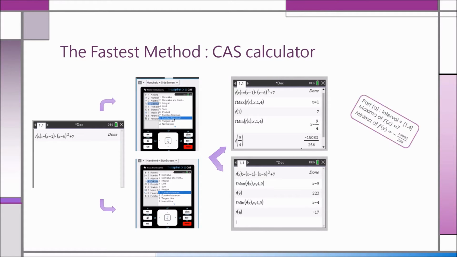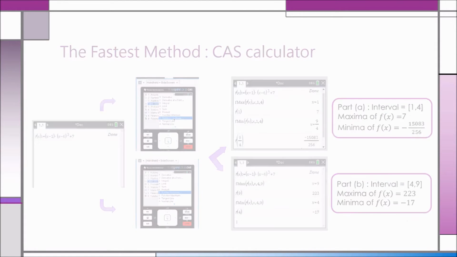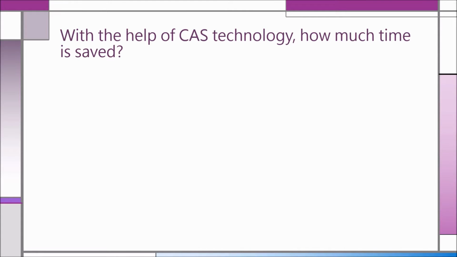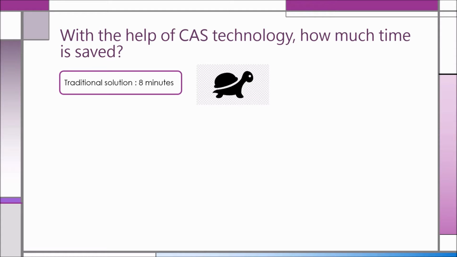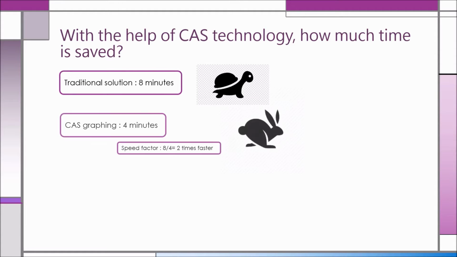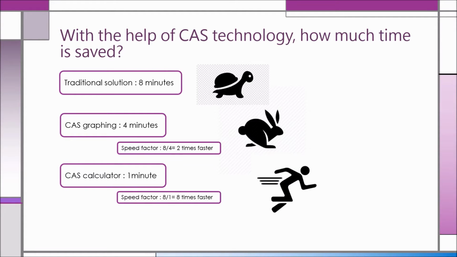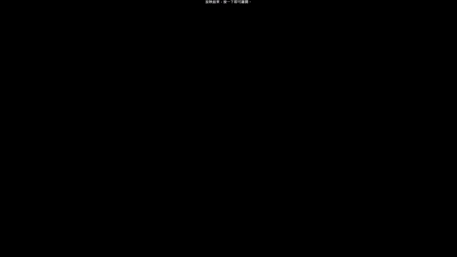In short, with the help of CAS technology, how much time is saved? The traditional solution is around 8 minutes, CAS graphing is around 4 minutes, so the speed factor is 2 times faster, and the CAS calculator is just very quick, 1 minute is done, and the speed factor is around 8 times faster, and that's the end. Thank you.